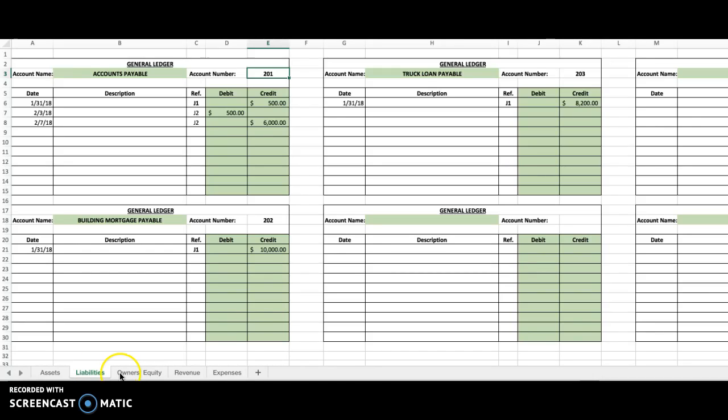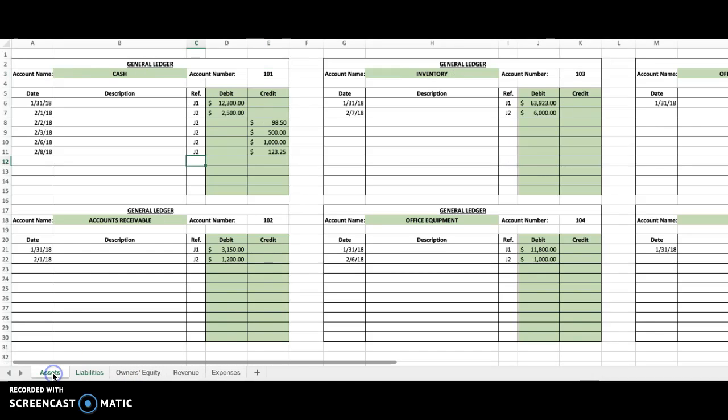So this is the process that we follow in taking the information from the journal into the ledger. At this point, I'd ask you, as part of this assignment, there are some questions to answer, so do that at this time.